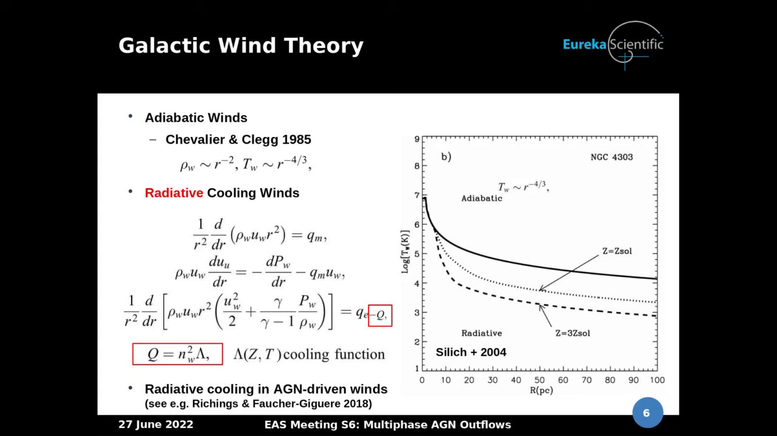However, they didn't include radiative cooling functions, and this adiabatic wind has a trend in temperature and density as a function of radius. By including the cooling function, we see there is a departure from adiabatic winds, and this radiative cooling has a dependence, as you see, on metallicity. With higher metallicity, we have higher cooling.